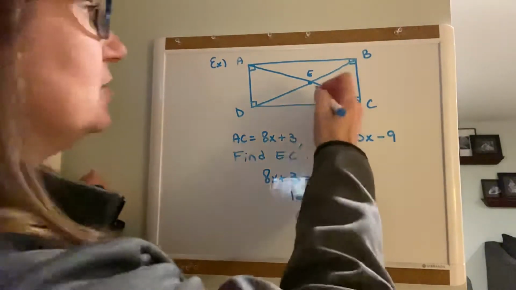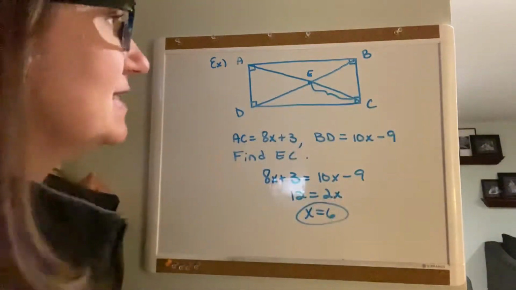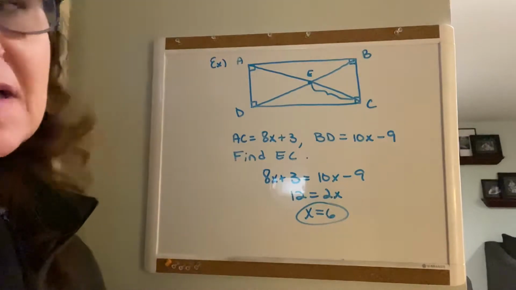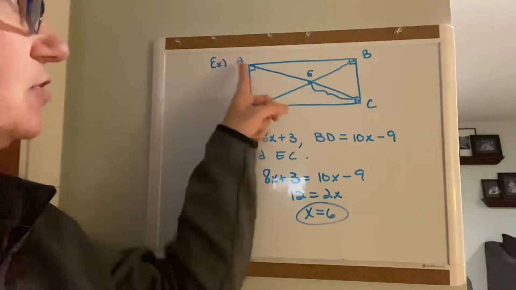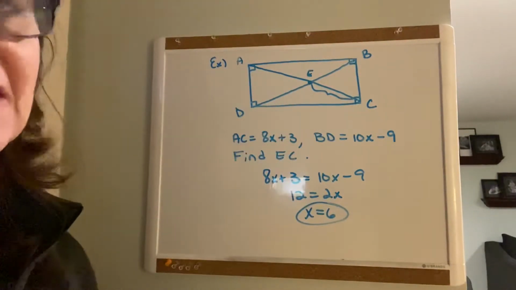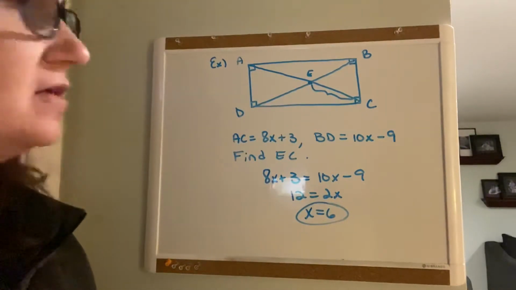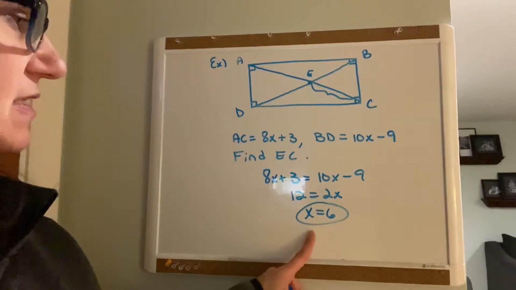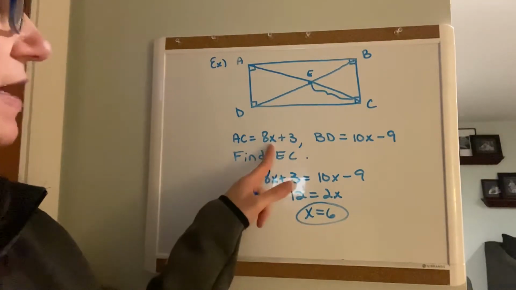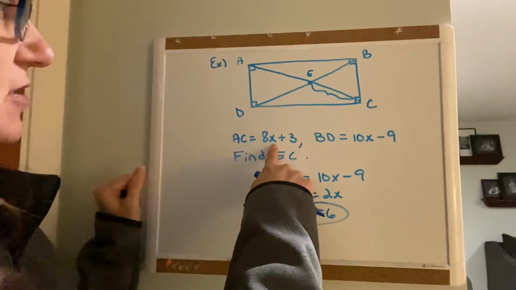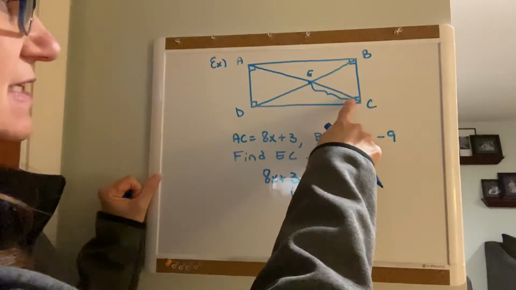I'm asking you to tell me what the length of EC is. Now, because every single rectangle is also a parallelogram, you know that the diagonals bisect each other. So AE and EC are the same length. So what we're going to have to do is take x equals 6 and plug it back in to AC equals 8x plus 3. We have to figure out what the length of AC is.